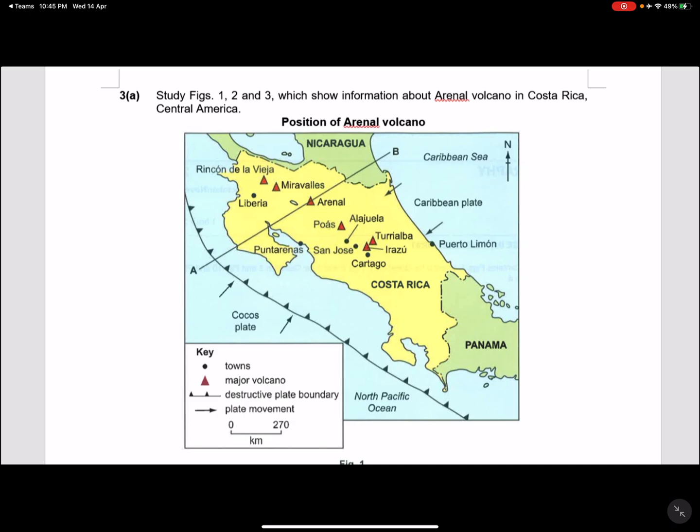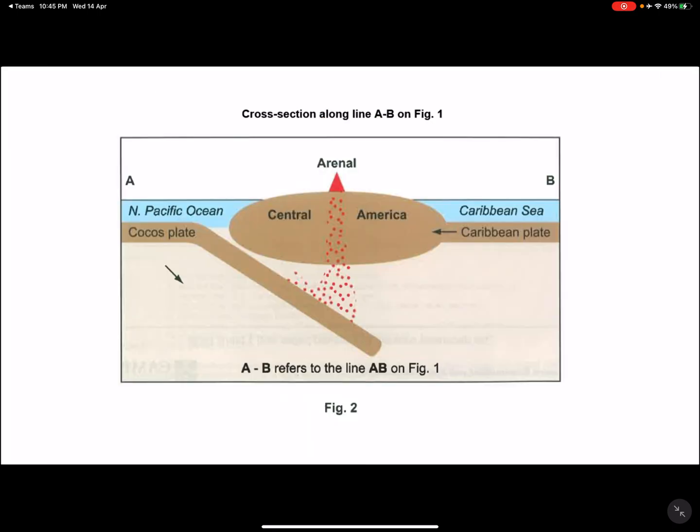Okay, so these are your stimulus. By looking at this, at the back of your head, you should already know that this is a convergent plate boundary. Oceanic, continental, and Caribbean. At this point, oceanic, so leading to the formation of volcanoes and fold mountains. So the question itself is this. The next one they show you is your two plates, okay, two plates converging and then the Arenal volcano being formed.